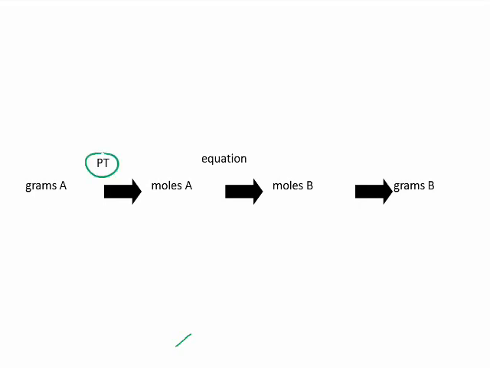Review, if we start with grams of A, we go to moles of A, we go to moles of B, and then we could go to grams of B. And grams A to moles A is through the periodic table. Moles A to moles B is through the equation. Moles of B to grams of B is through the periodic table.